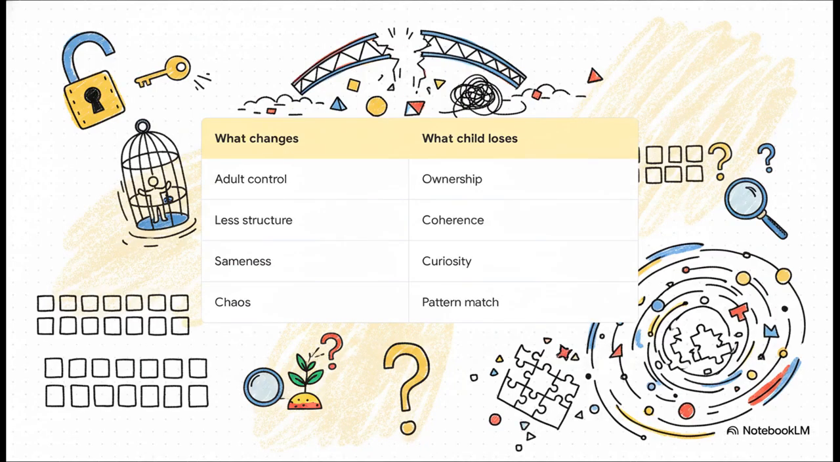Let's look at exactly what developmental opportunities vanish when an environment tips too far in one direction. When there is way too much adult control, the child completely loses their sense of ownership and their ability to self-correct. If there's too little structure, they lose coherence and that all-important meaningful challenge. Too much sameness absolutely kills their curiosity. And too much chaos? That completely destroys their ability to recognize any sort of pattern.